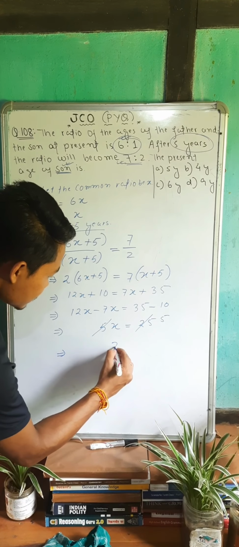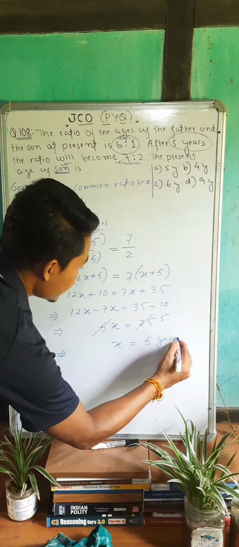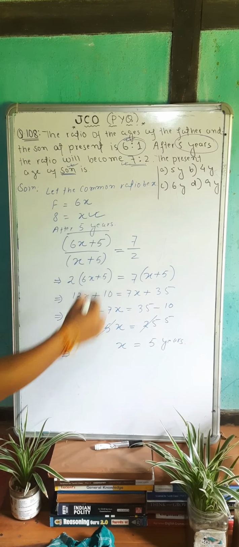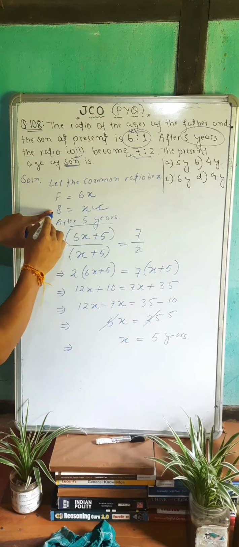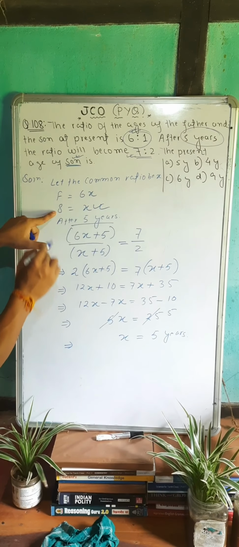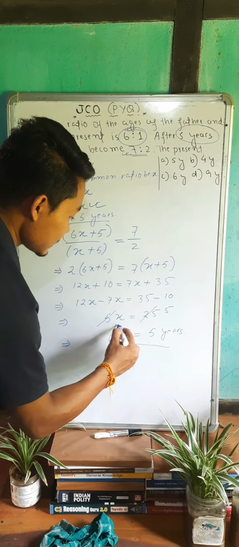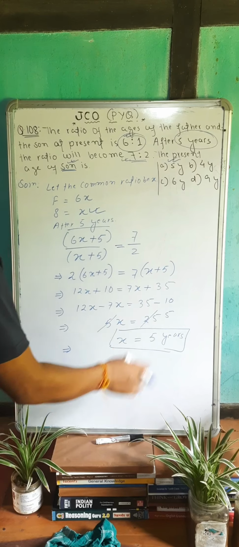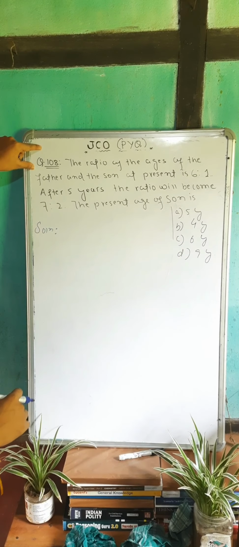Now we can cancel: 5 1s are 5, 5 5s are 25. So it gives us x equal to 5 years, and x is the present age of the son. And what do we need to find? The present age of the son. x is the present age of the son. So the present age of the son is 5 years. So our correct answer is option A. Present age of son is 5 years. So here is our third question.